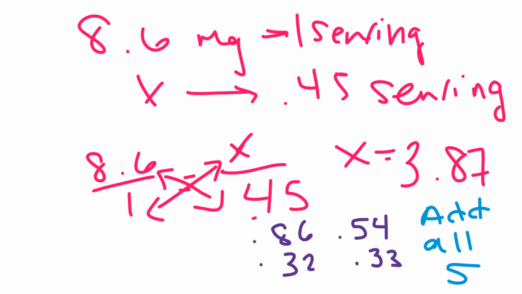You want to do this for 0.86, 0.32, 0.54, and 0.33. Get all your 5 answers and then add them up, and that would give you your final answer.